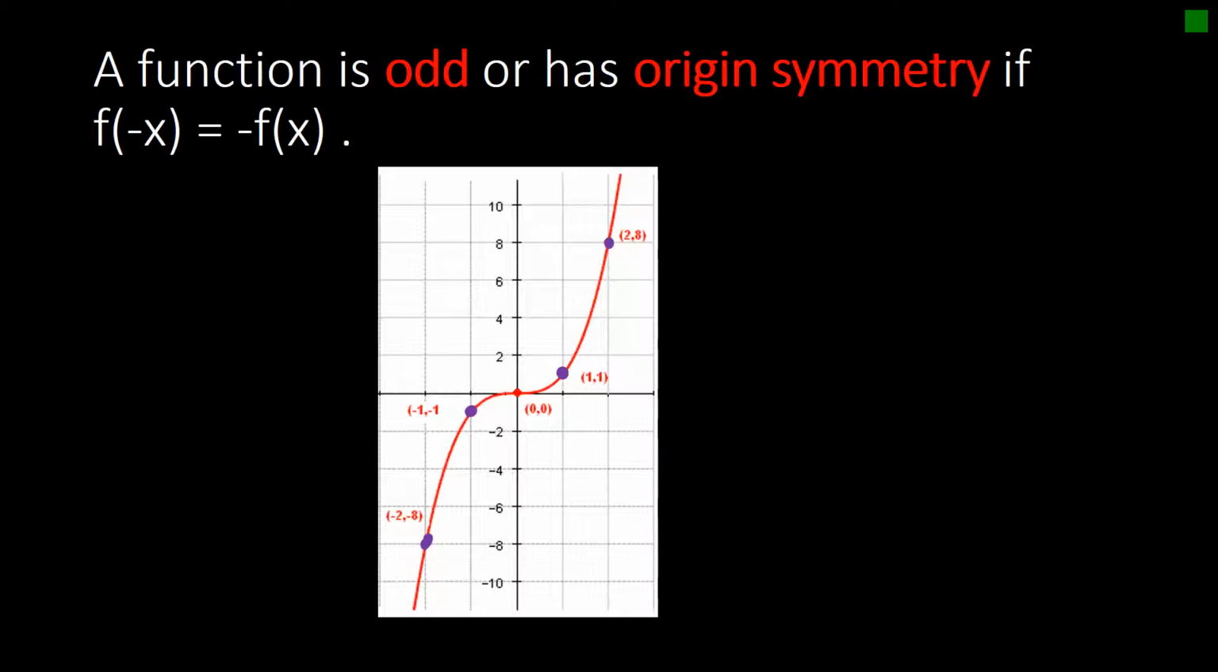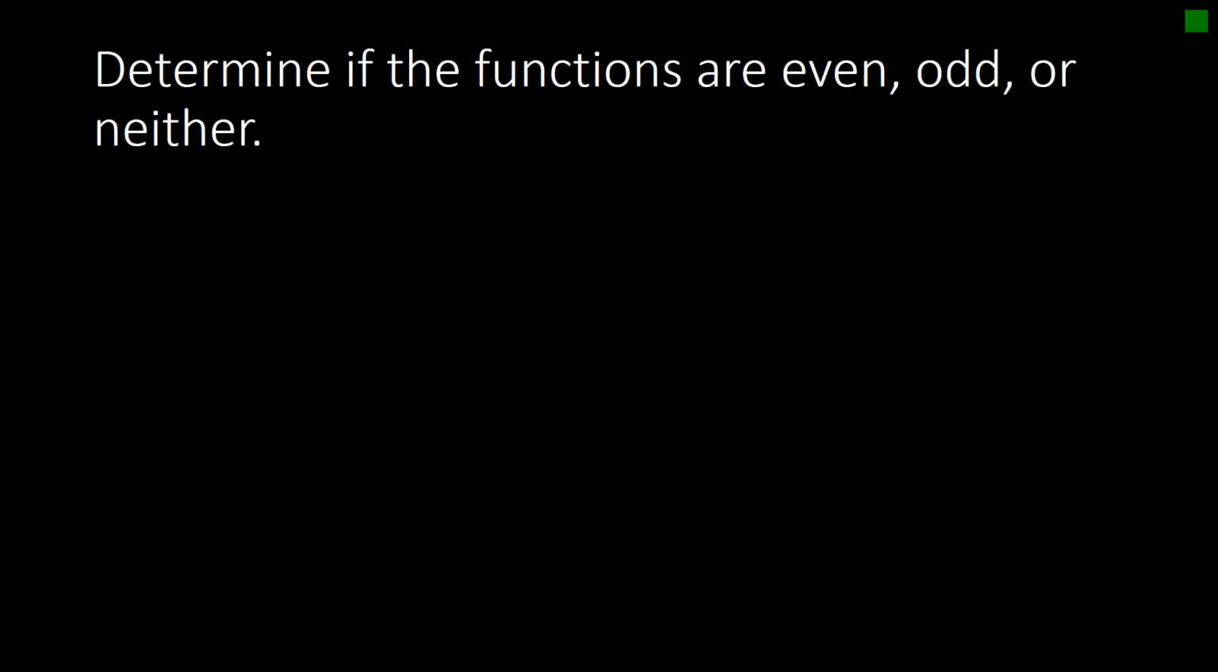If you take this portion in the third quadrant, fold it across to the second quadrant, and then fold it again across, and you're in the first quadrant, then this portion down here in the third quadrant lies entirely on top of the portion in the first quadrant. So let's look at a couple of problems to determine if the functions are even, odd, or neither.